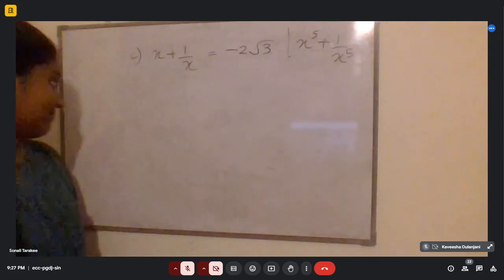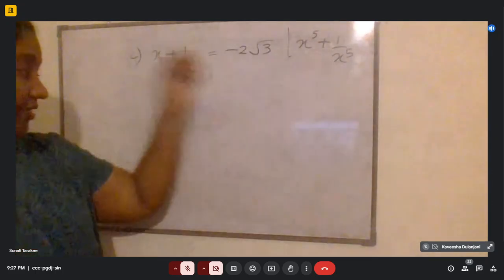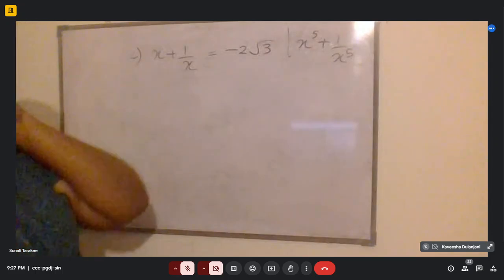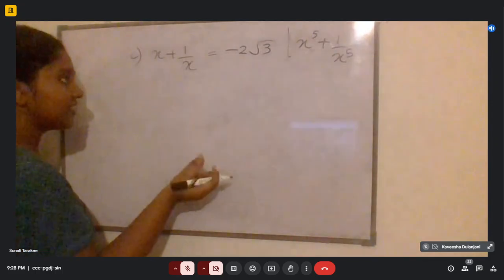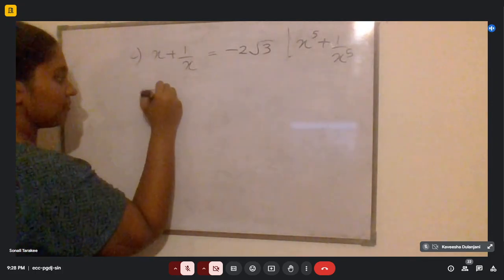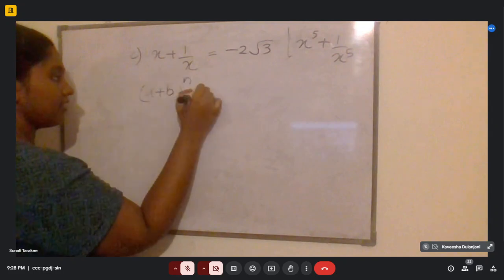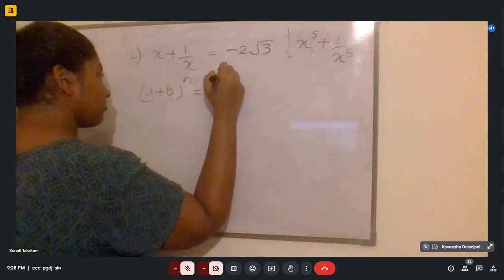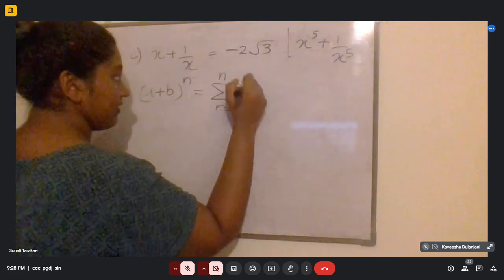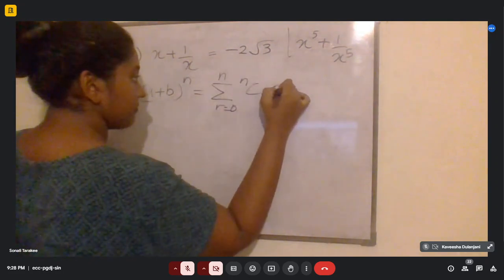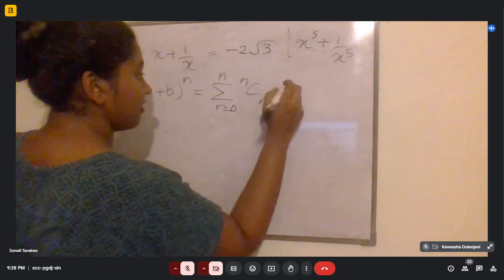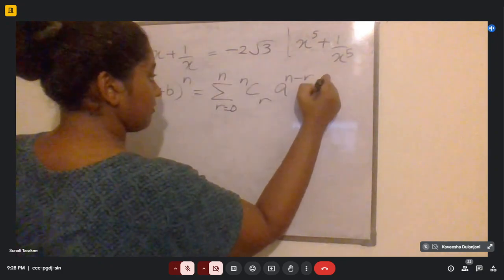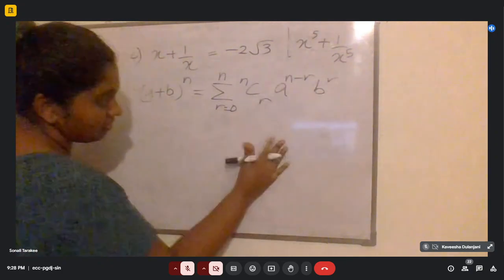Now here you have to use the binomial theorem. So binomial theorem is a plus b to the power n equals the sum over r equals 0 to n of nCr a to the power n minus r b to the power r. So this is the binomial theorem.